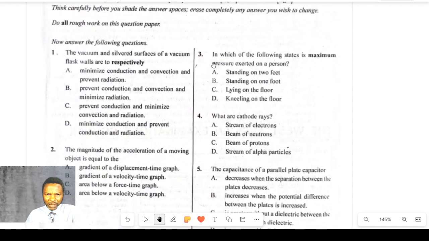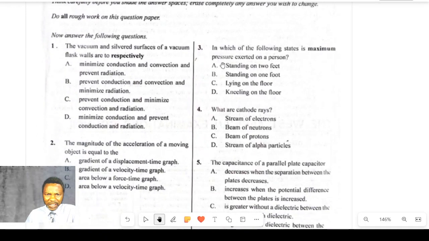Number 1: the vacuum and the silvered surface of a vacuum flask wall are respectively used for what? Basically, it is to minimize conduction and convection and to prevent radiation.